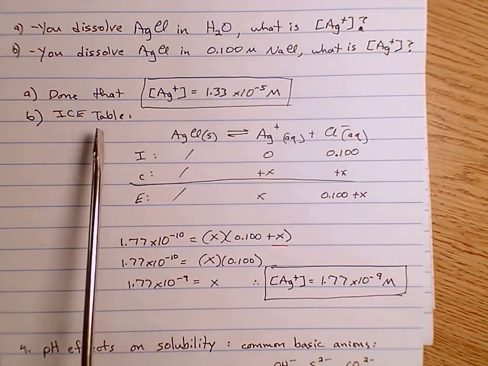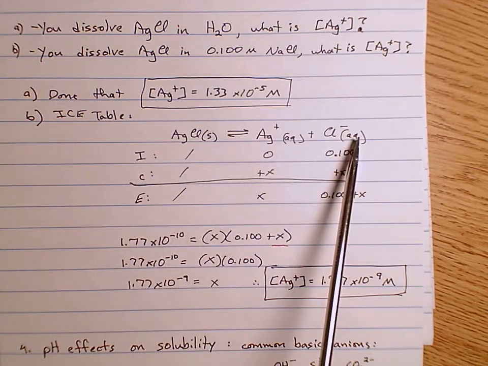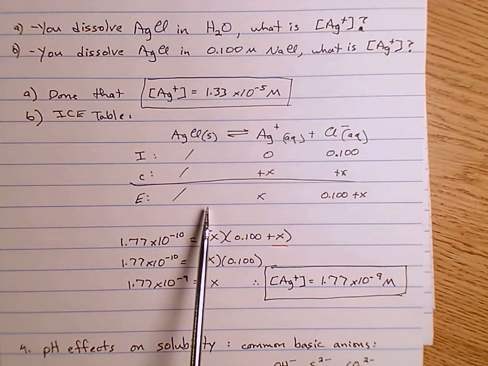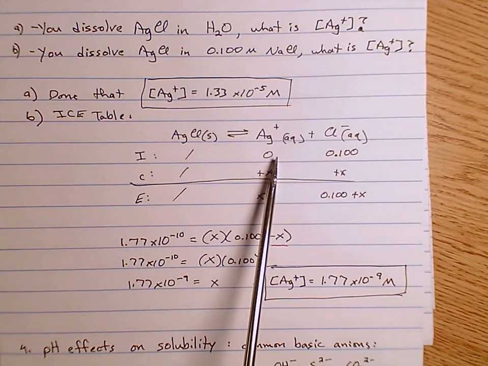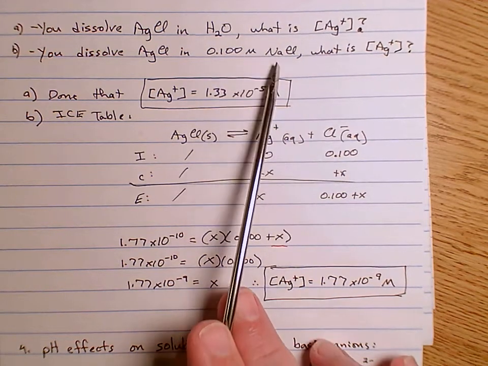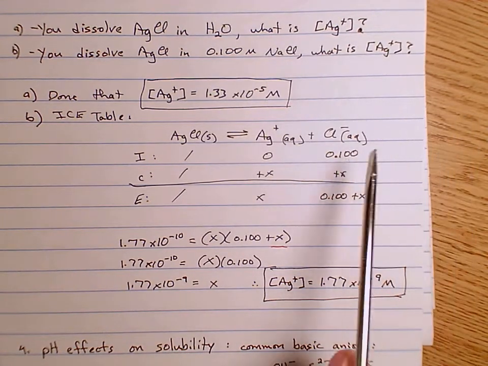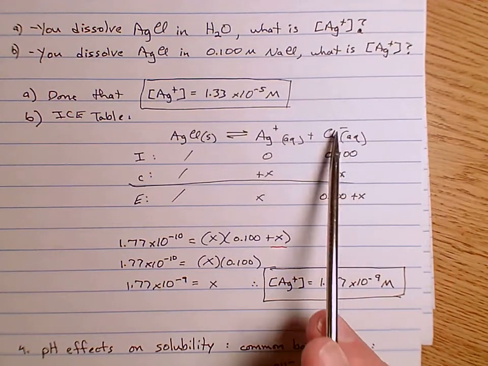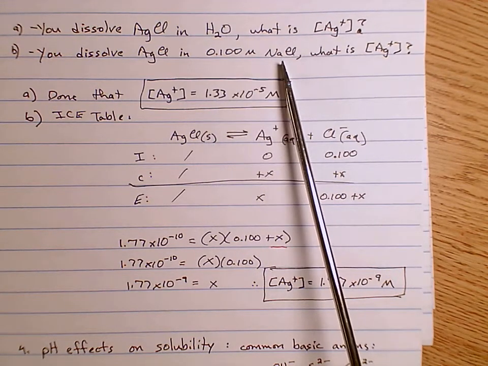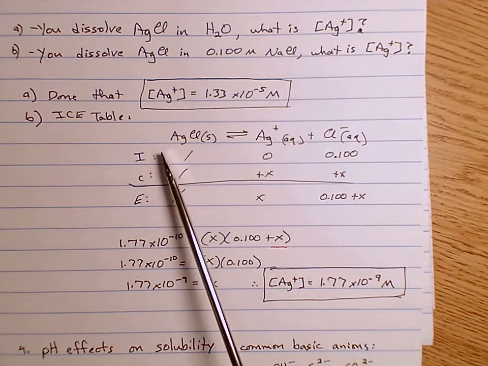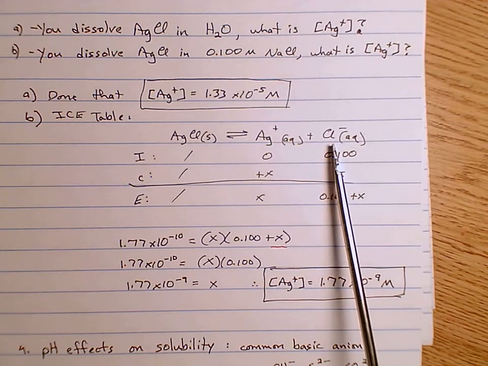Well, note we're going to set up our ice table like we did previously, initial, change, equilibrium for this reaction, and we're not going to worry about the solid silver chloride. Before any dissociation of silver chloride, we had no silver, but since we dissolved it in 0.1 molar sodium chloride, which is a strong electrolyte that dissociates 100%, we know we have 0.100 molar chloride. So the solvent that we dissolved it in had chloride, which is what silver chloride dissociates into. So chloride is our common ion.